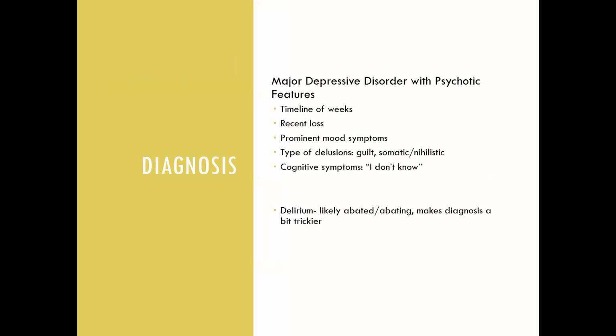Okay. So the diagnosis was major depressive disorder with psychotic features. Some of the things that helped come to this diagnosis are, well, number one, the prominent mood symptoms. So her criteria for major depressive disorder certainly is a big part of it. But some of the other features, like the timeline being of weeks, being in the context of a recent loss, the types of delusions that she had. So guilt and somatic delusions are very common in geriatric psychiatry.